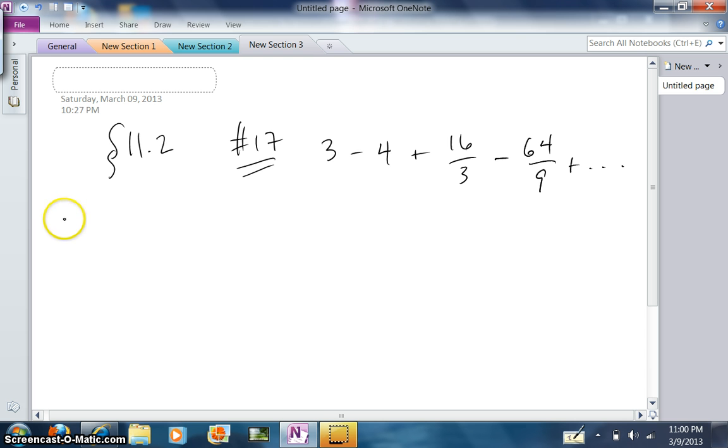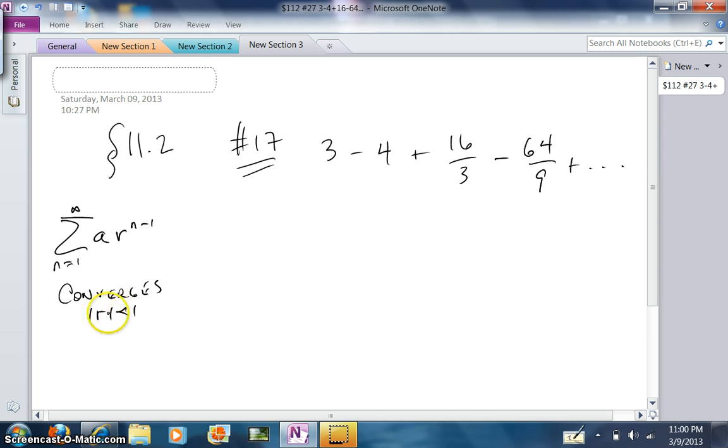So let's write down what a generic geometric series looks like. It's a r to the n minus 1, n equals 1 to infinity. And this converges when the absolute value of r is less than 1, so in other words it's a fraction. It could be a negative fraction. Negative 2/3 fits this description. And it diverges when the absolute value of r is greater than or equal to 1.